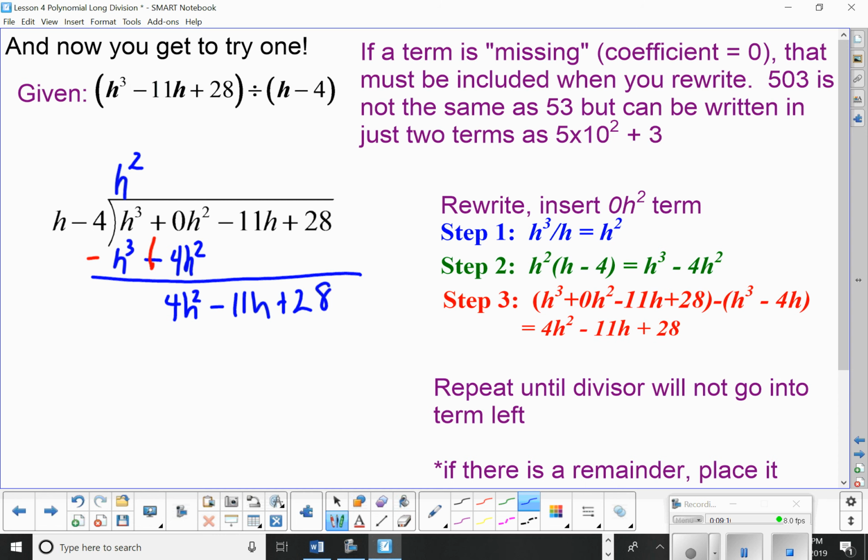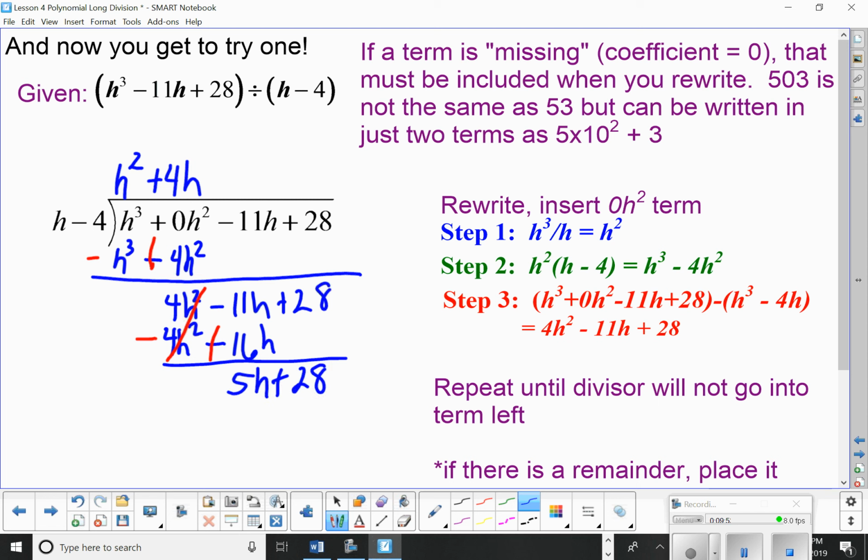Now, h will go into 4h squared 4h times. 4h times h is 4h squared. 4h times negative 4 is minus 16h. And there's nothing else there. Now I'm going to subtract, which means I'm changing all the signs. This first term should eliminate. Now I've got negative 11 plus 16 is 5h, and I bring down the 28.